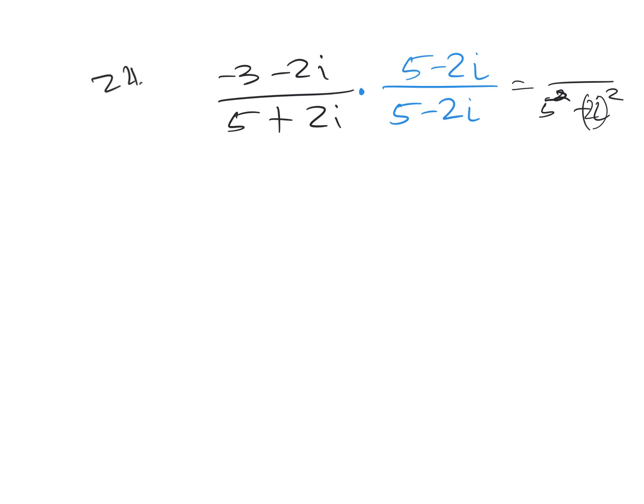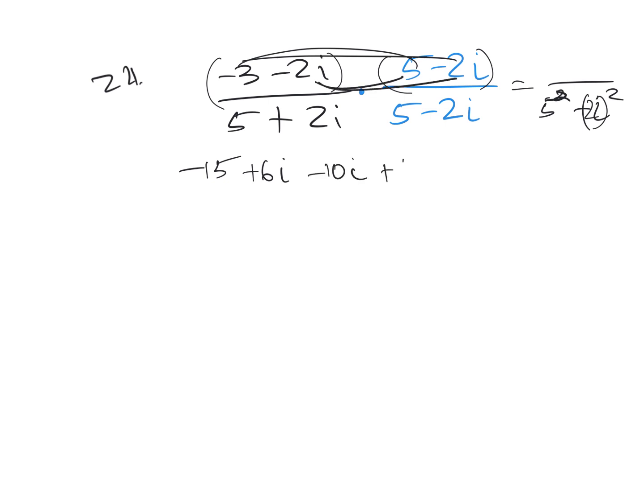And then on the top, you have to distribute binomials. So let's do that. Negative 15, positive 6i, minus 10i, plus 4i squared, all over 25 minus 4i squared. So that's the first step. Second step, combine like terms and simplify.